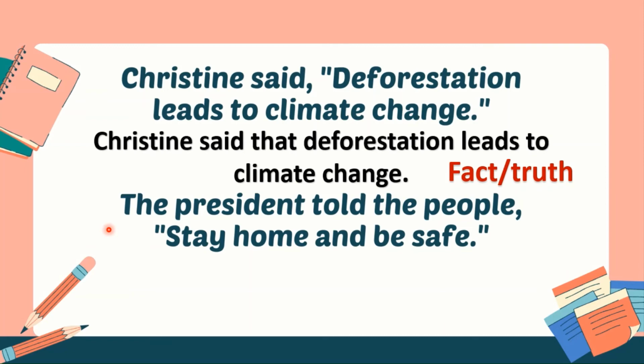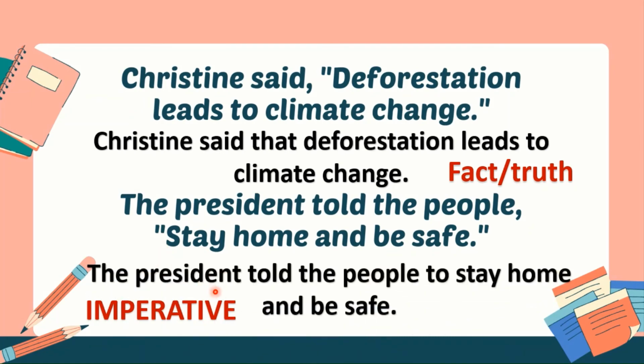Next, another example. The president told the people, "Stay home and be safe." What kind of sentence is this? It commands, right? So it is called an imperative sentence. And here is the reported speech. The president told the people to stay home and be safe. What did you notice? So the verb stay here became an infinitive by adding to before it. And we did not use the that clause just like what we used in transforming declarative sentences.